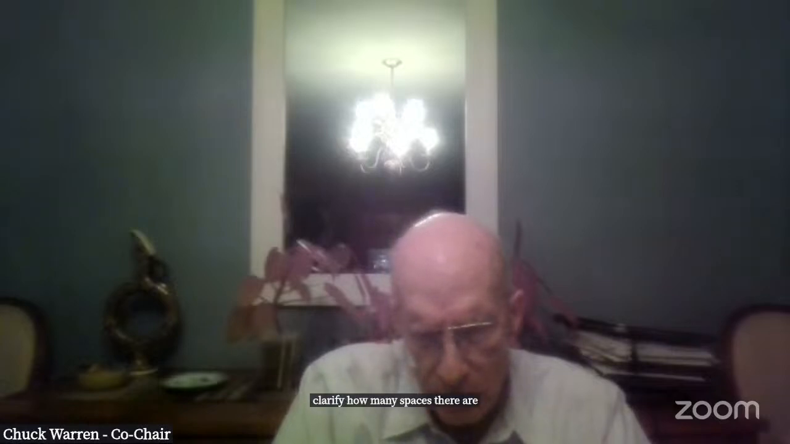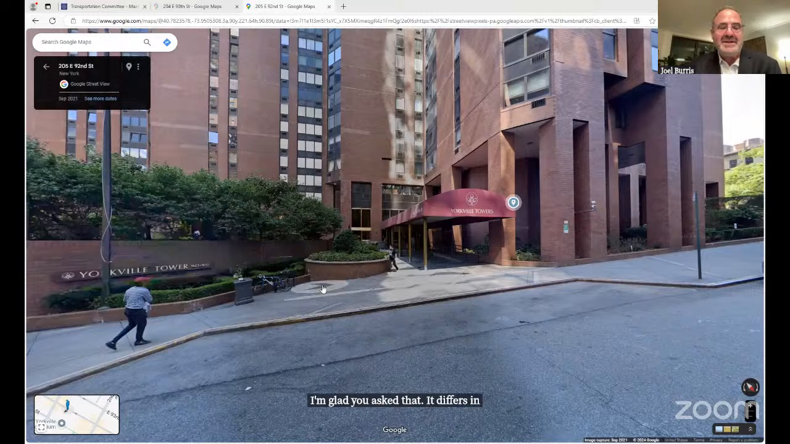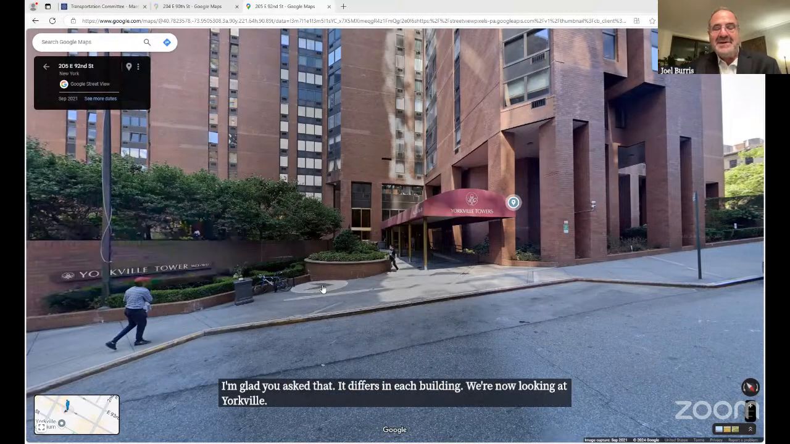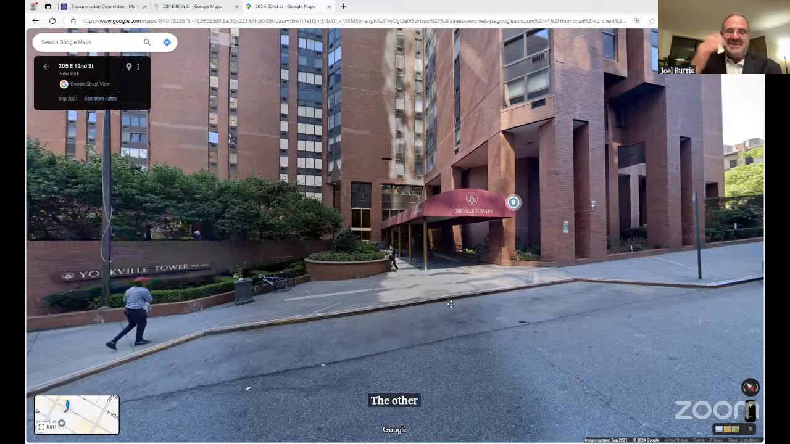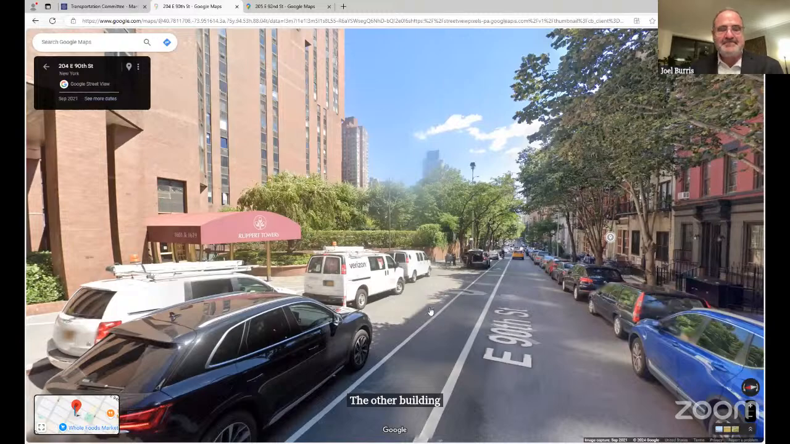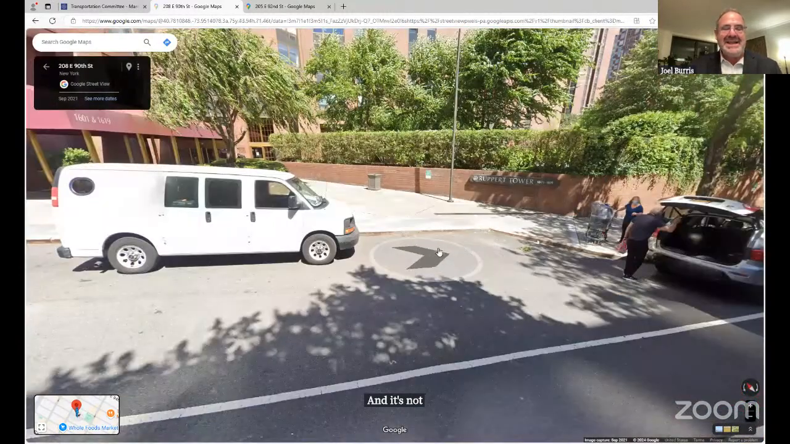It differs on each building, so I'm glad you asked that. It differs in each building. We're now looking at Yorkville. Yorkville has enough for 2 to 3 cars, at the most 3. That's if they're crammed in. The other building has more. The other building is a longer space. But it's not just people sitting in the cars.